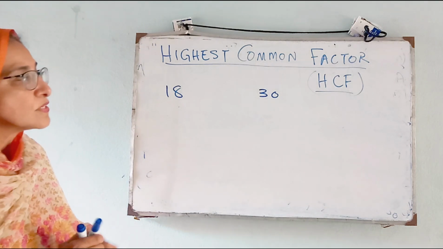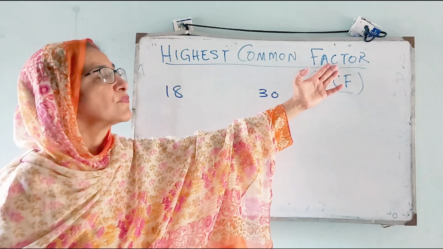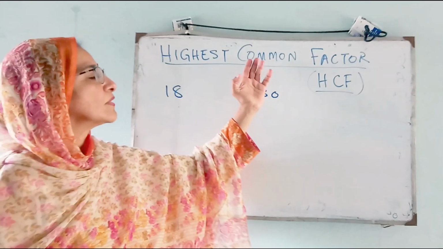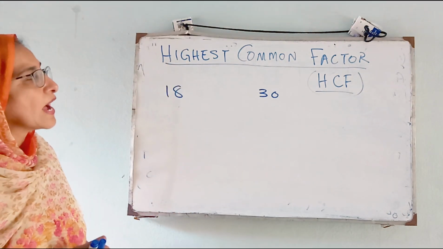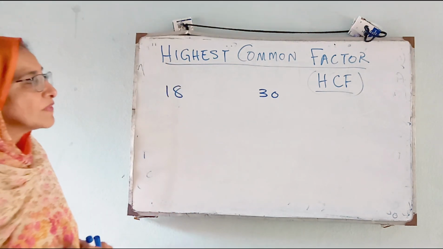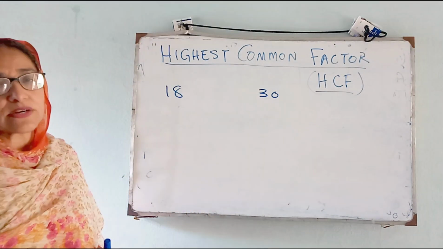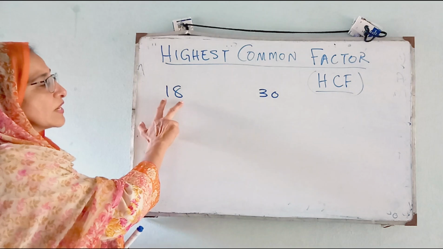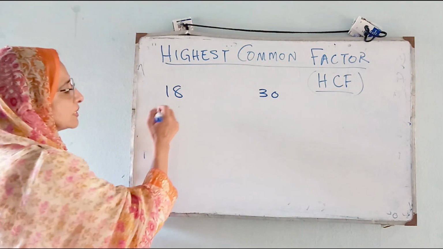So we are going to go in the backward direction. First we have to find out the factors, then we are going to find out the common factors, and then we are going to find the highest common factor. When we have to find the factors of 18, that means we have to find the numbers which completely divide 18. So we are going to go with the natural numbers.